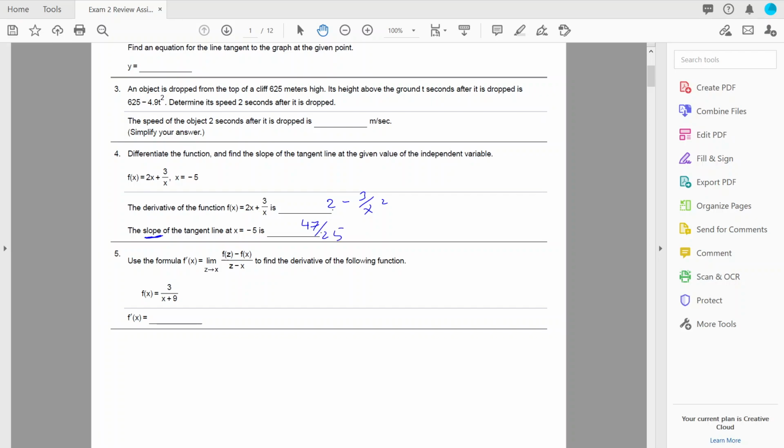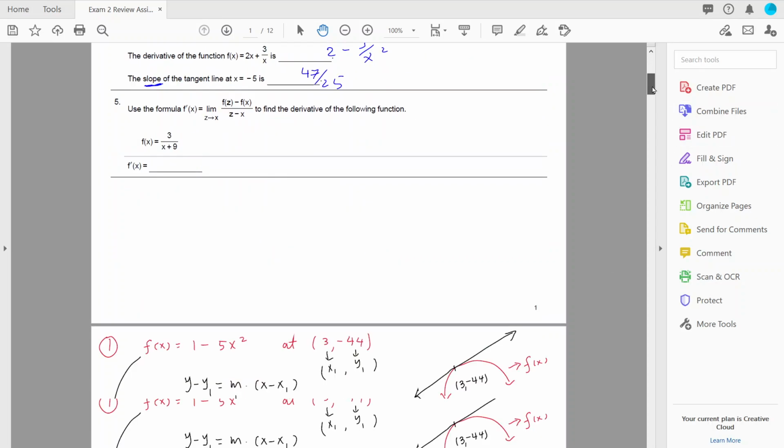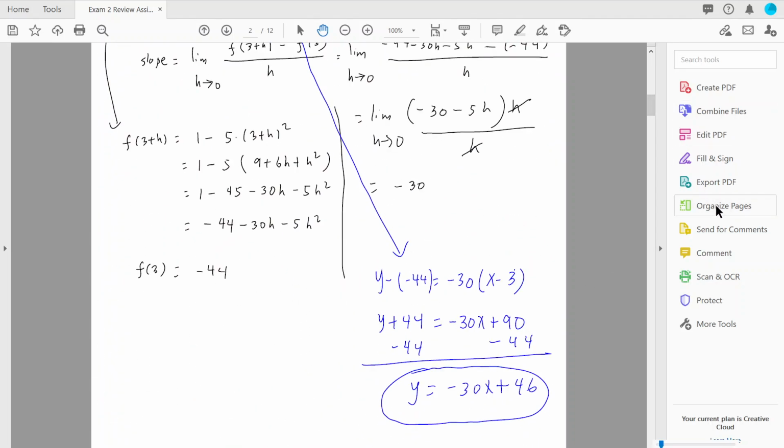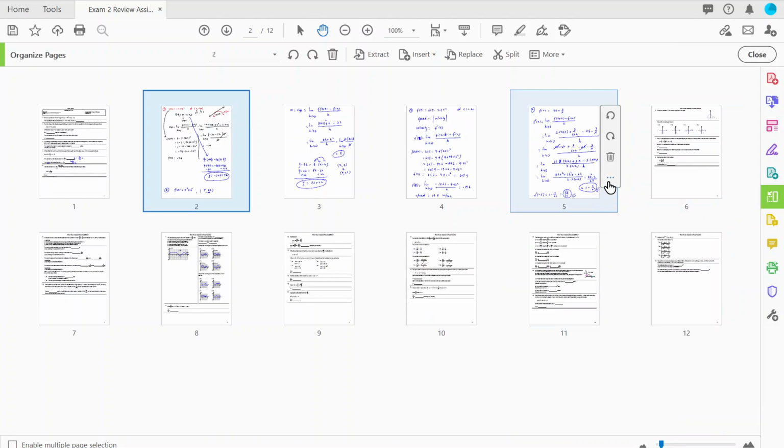Okay, we have to use the very same idea for problem 5. Problem 5, use this formula. So we just need to find the limit for this function. Okay, so let me use once again the extra page here.